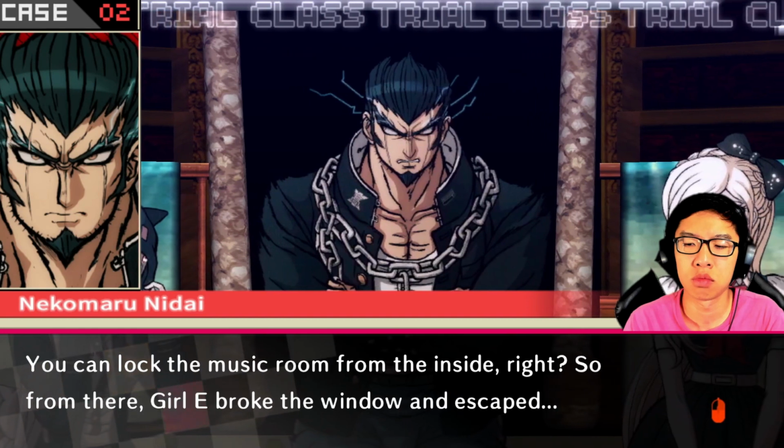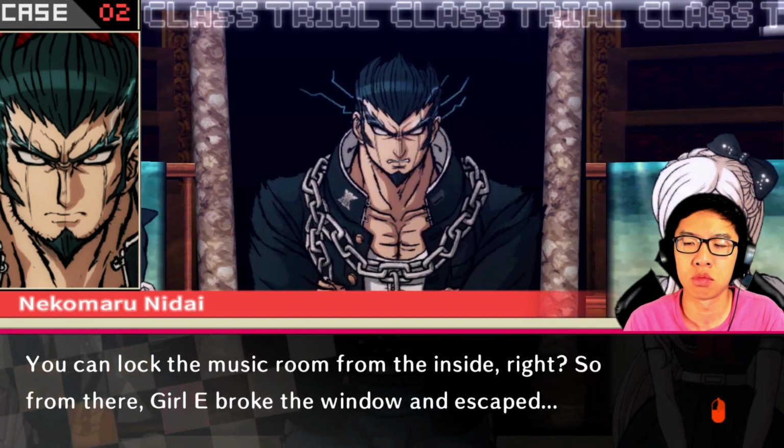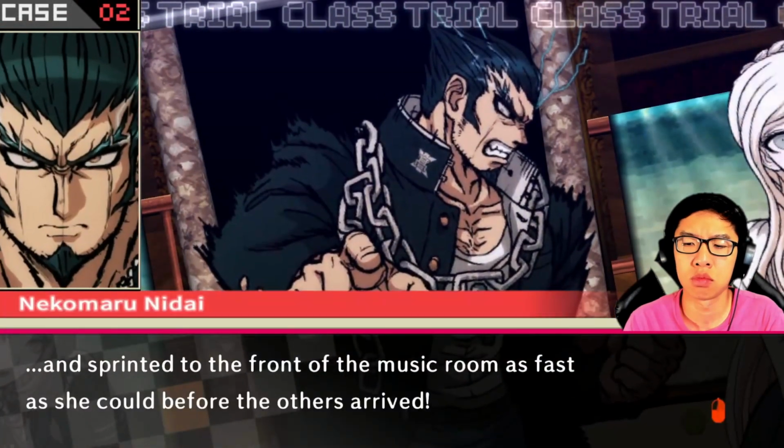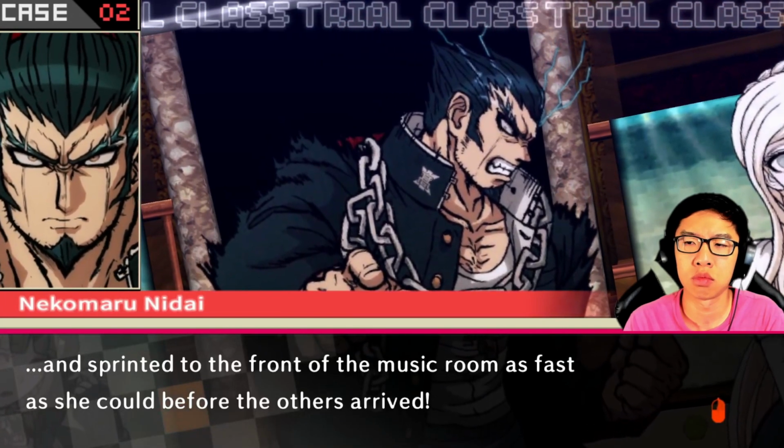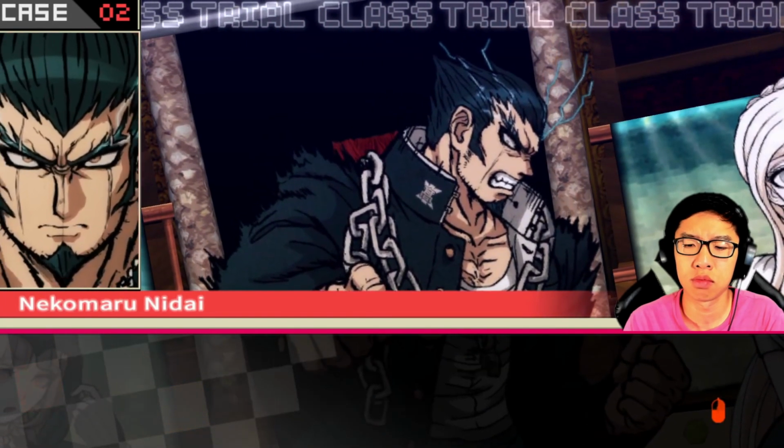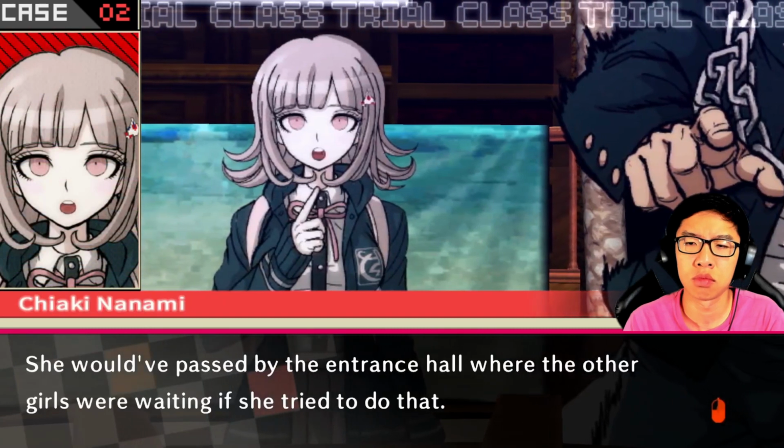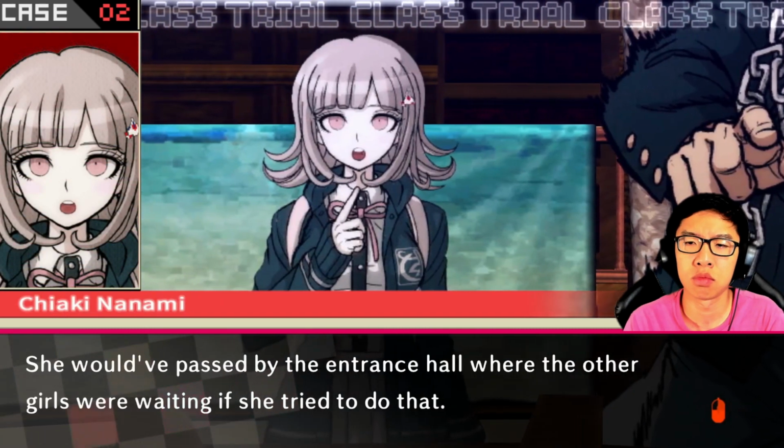So from there, Girlie broke the window and escaped, and sprinted to the front of the music room as fast as she could before the others arrived. She would have passed by the entrance hall where the other girls were waiting if she tried to do that.